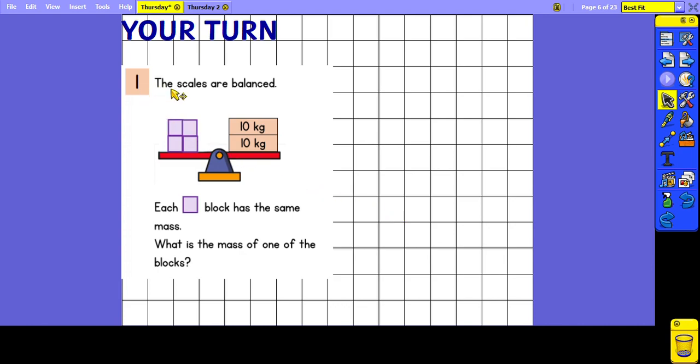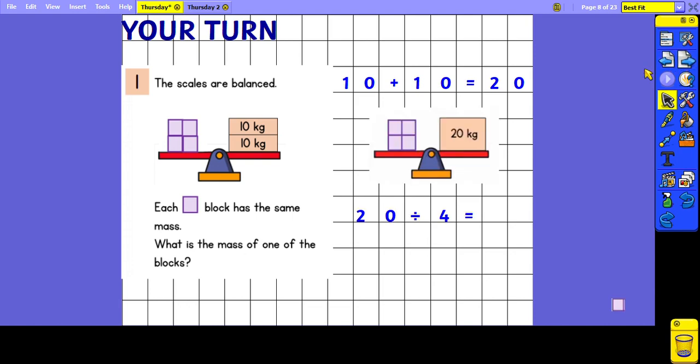So we are told that the scales are balanced. On this side of the scales there are 2 pink blocks which each weigh 10 kilograms. And on the other side we've got these 4 purple blocks which all have the same mass. The first thing we're going to do is to work out how much the 2 pink blocks weigh. And to do that we need to do 10 add 10, which equals 20.